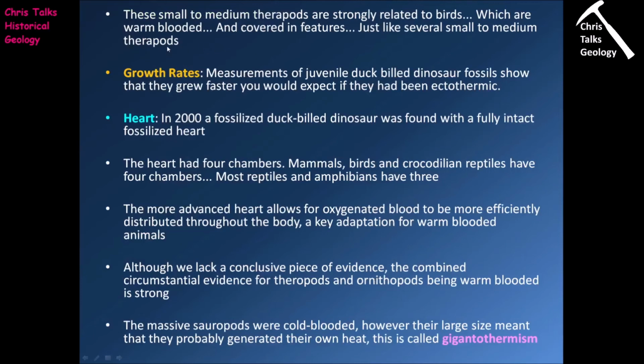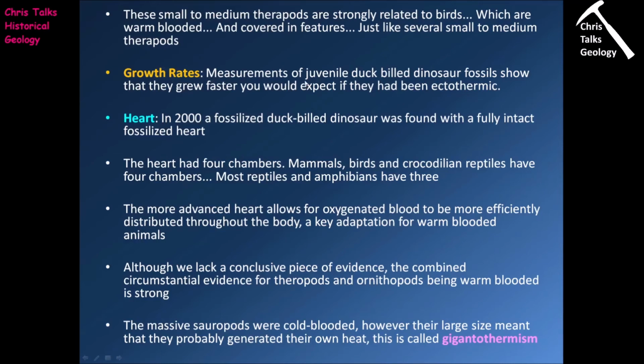So another factor is that these small to medium theropod dinosaurs that we're talking about are essentially the group that gives rise to the birds, and the birds are of course warm-blooded and covered in feathers. So this would be another piece of evidence to suggest that these small to medium theropods may well have been warm-blooded. So the next factor which suggests that dinosaurs might have been warm-blooded is growth rates.